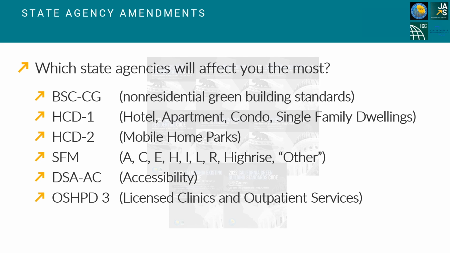These agencies are further broken down into subcategories, and the California state amendments that are preceded by the following agency banners are the ones that most building officials are responsible for enforcing: BSCCG, HCD-1, HCD-2, SFM, DSA-AC, and OSHPD 3.